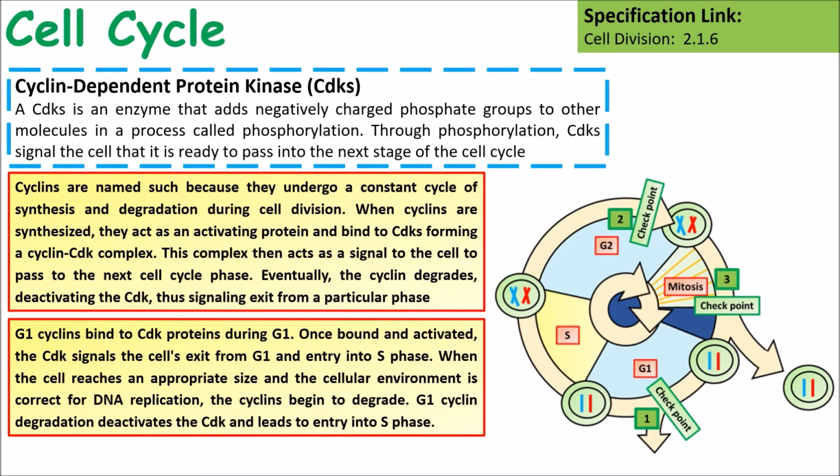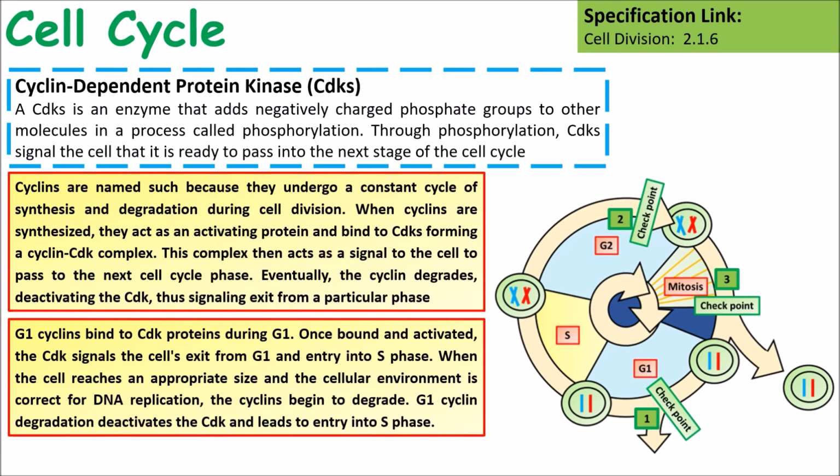Cyclins are named such because they undergo a constant cycle of synthesis and degradation during cell division. When cyclin is synthesized, it acts as an activating protein and binds to CDKs, forming a cyclin-CDK complex. This complex acts as a signal to the cell to pass into the next phase of the cell cycle. Eventually, the cyclin degrades, deactivating the CDK, so signaling the exit from that particular phase.